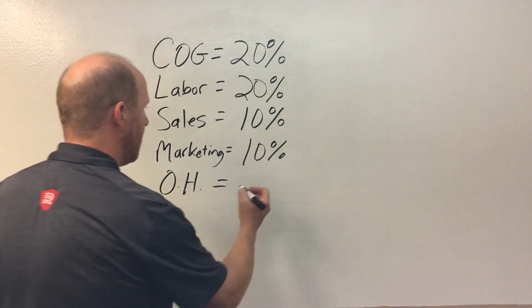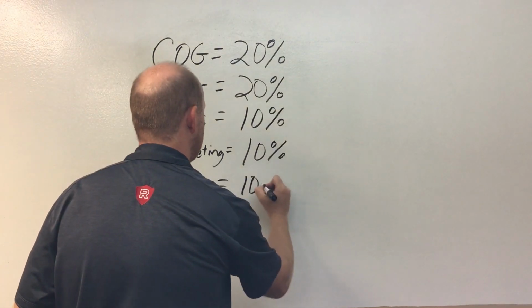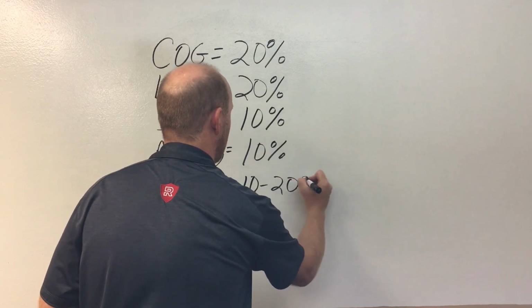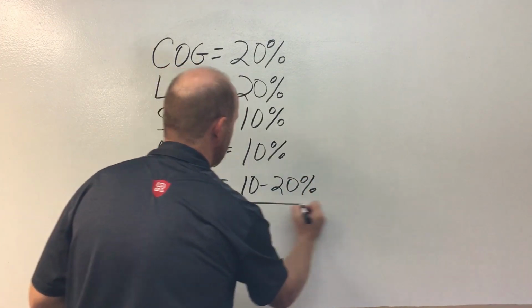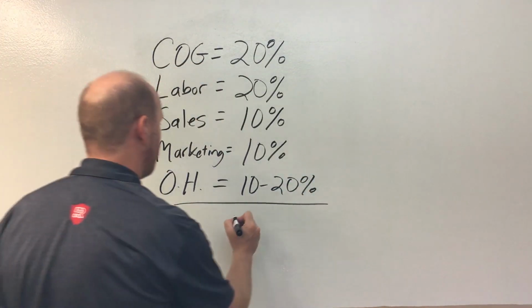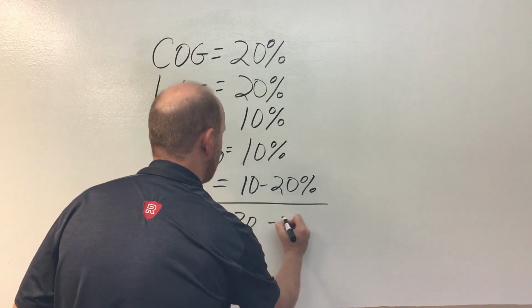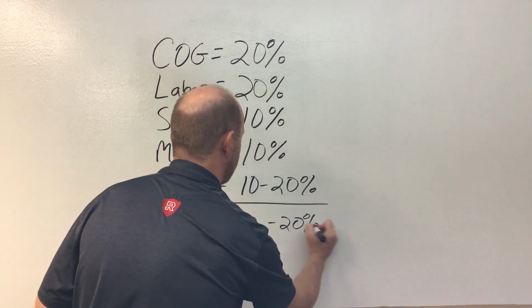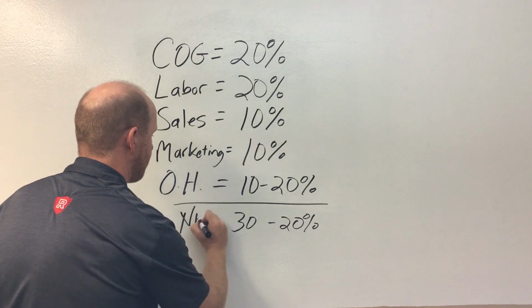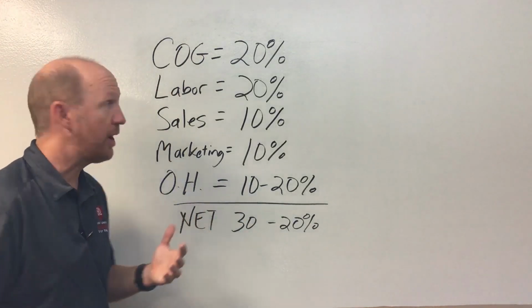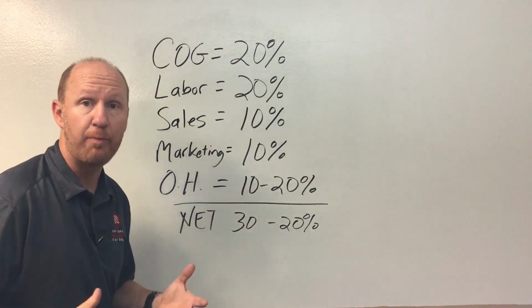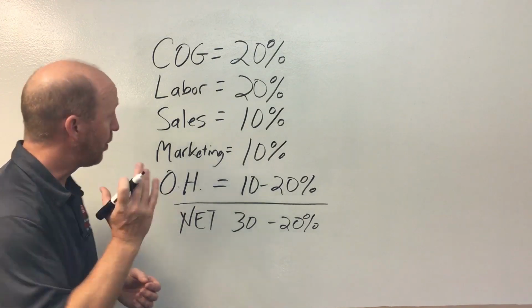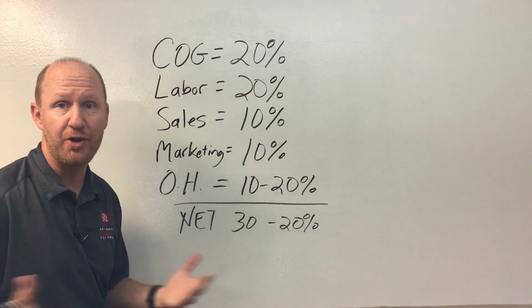And in overhead, it's going to range between 10 to 20% as a target, which will leave you a net profit of 30 to 20%, okay? So that's a recap of the benchmarks, the key performance indicators that we want you to accomplish within your radon business.